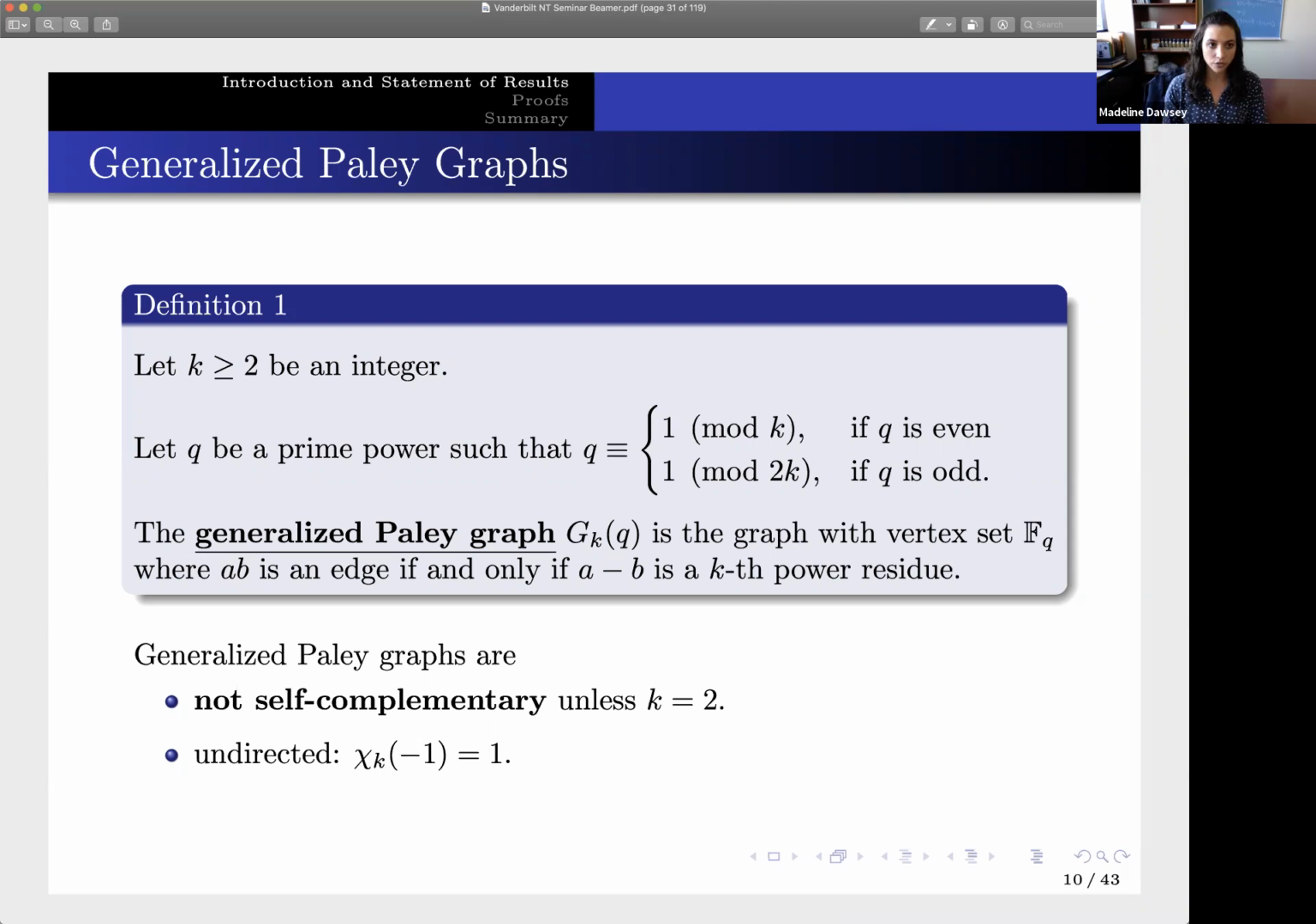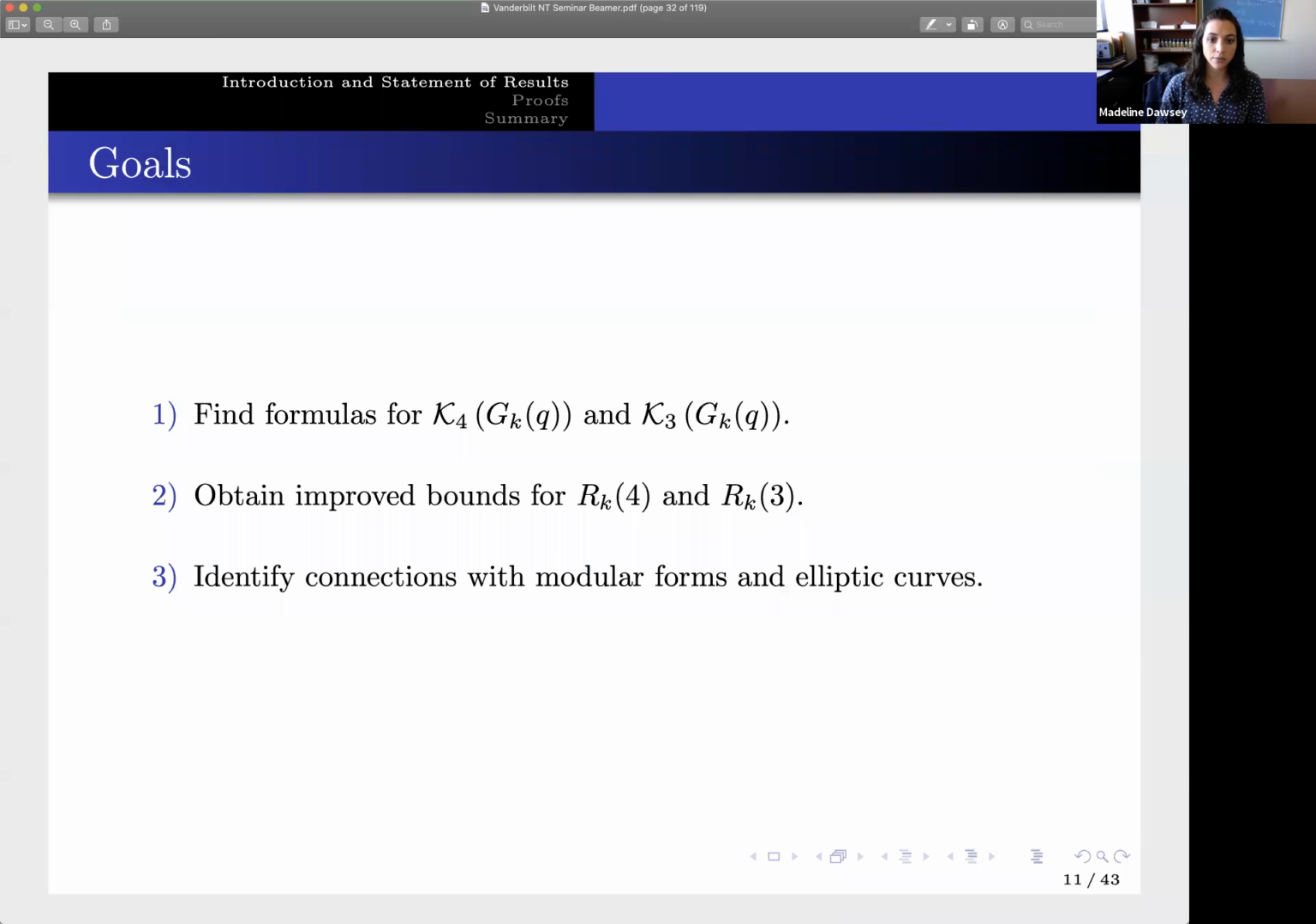Okay, so with these generalized Paley graphs, you might want to look at the number of complete subgraphs of order 4, now that Evans, Pulham, and Sheehan looked at the original Paley graphs. That was our first goal: to find a formula for the number of complete subgraphs of order 4 in these generalized Paley graphs. While we were at it, we still had to look at complete subgraphs of smaller orders, so we might as well find the number of complete subgraphs of order 3, the number of triangles in G_k(q).